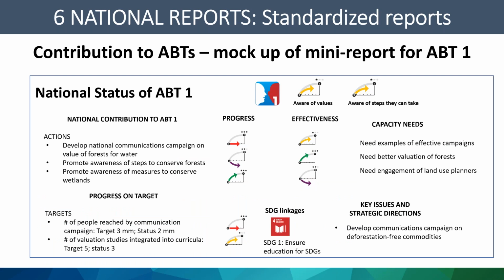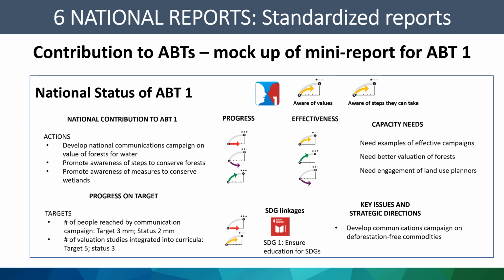This slide simply shows a single Aichi biodiversity target, a kind of mini report that we might see from each country on one or more aspects of each Aichi biodiversity target. And this shows, for example, progress in implementation, the effectiveness, the capacity needs, the progress on your national target, linkages with SDGs, and any key issues or strategic directions that came up from your review.